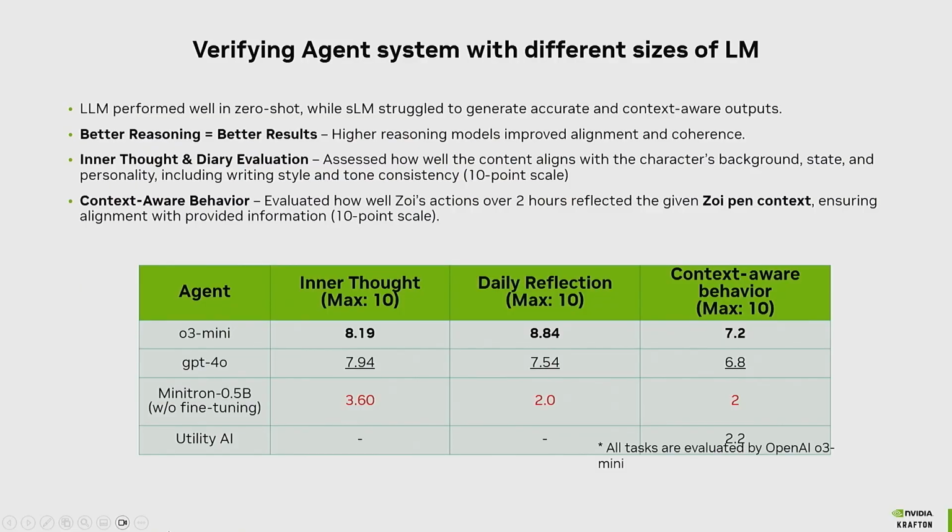We specifically evaluate how well the generated text aligns with the character's background, state, and personality, including writing style and tone consistency. The table presents the average score from these combined evaluations. The third column indicates how well JOI's actions over 2 hours reflected the JOI pen context, ensuring alignment with provided information. So LLMs perform strongly, but small language models struggle to maintain accuracy and coherence, as we can see in the table.